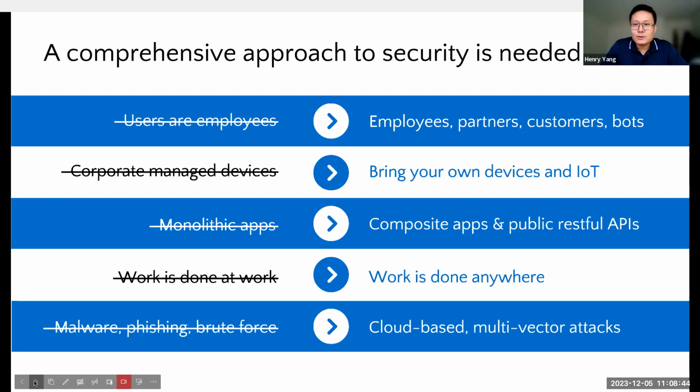And the work is not done at your workplace anymore. Work can be done anywhere, especially with people working from home like myself. And the traditional malware, phishing, and brute force are really becoming cloud-based multi-vector attacks. This can be really complex, and even more complex moving on.